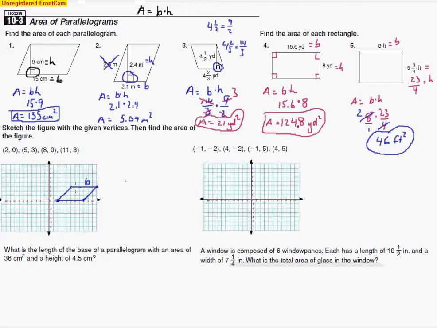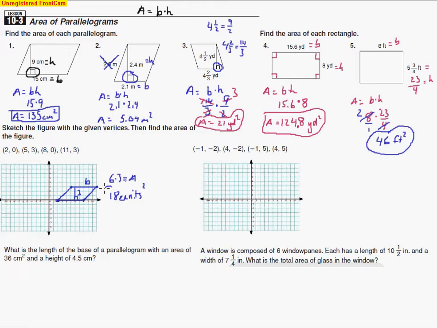And then I count the height. So I go down this way. It looks like there's 3 spaces going down to make a perpendicular. And so all I have to do is 6 times 3 gives me my area. So I have 18 inches, or 18, how about units this time? Since I don't really know what the units are, we'll say units squared.